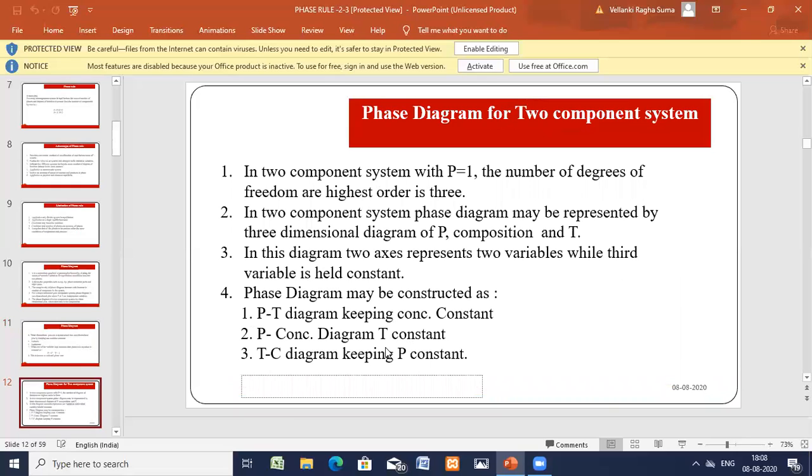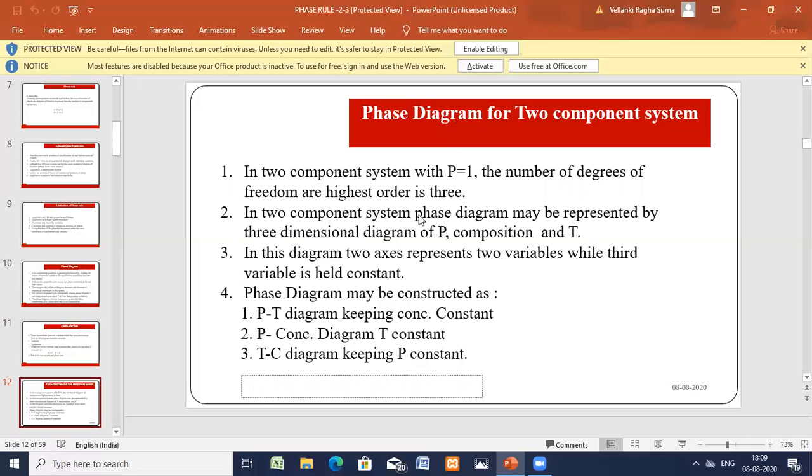Now, the phase diagram for a two component system. For the two component system, I told you, P is equal to 1. Pressure is kept constant here, P is equal to 1. Degrees of freedom are of the highest order, that is 3. Number of degrees of freedom are high and it is of the order 3.